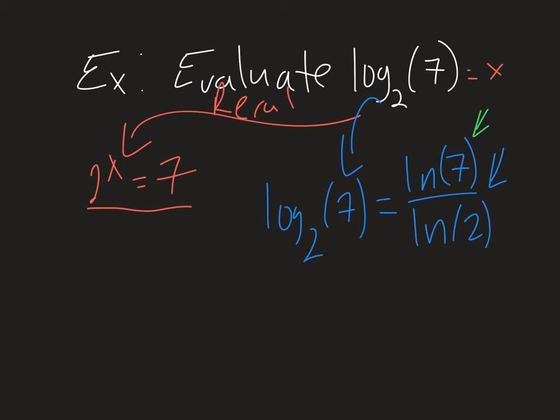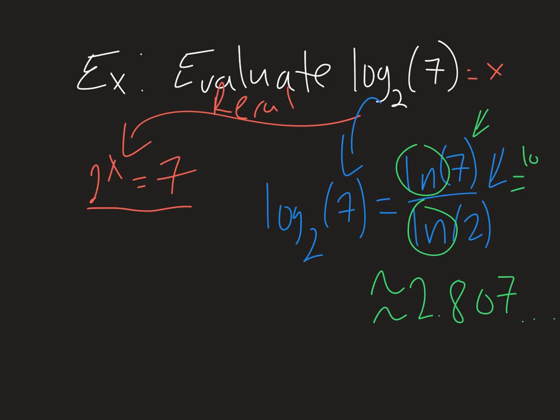And another piece of advice, if you decide to use natural log, make sure that you use natural log for both of these. If we do this, we roughly get 2.807, and it keeps going. It's not a nice number, but this would be roughly our power. We could also do it this way where we use the common log. So we could have log base 10 of 7 divided by log base 10 of 2, which should result in the same exact thing.